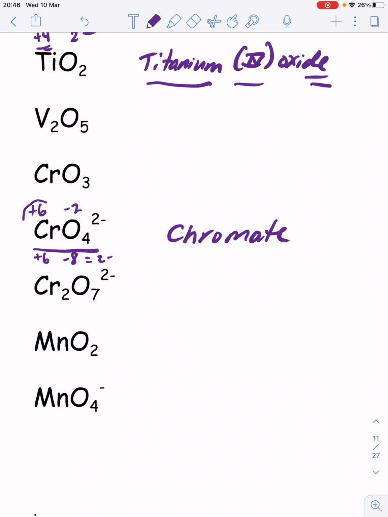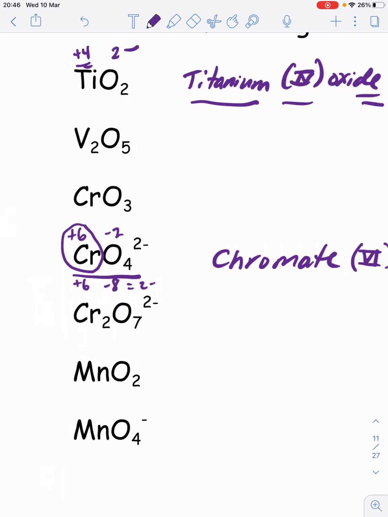So that's the oxidation state of this chromium in order to make all the charges balance out. So we could say chromate 6. Now if you look at the next one, very similar, 2-. I know oxygen is -2. 7 of those is -14. That has to add up to 2- from this overall charge, and therefore I know I need +12 from the chromiums.